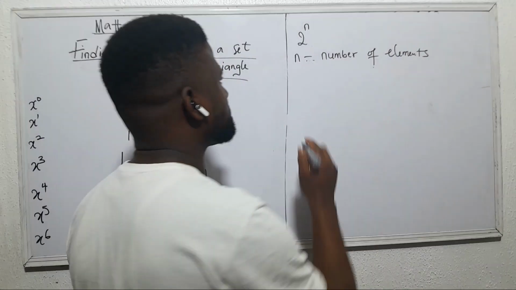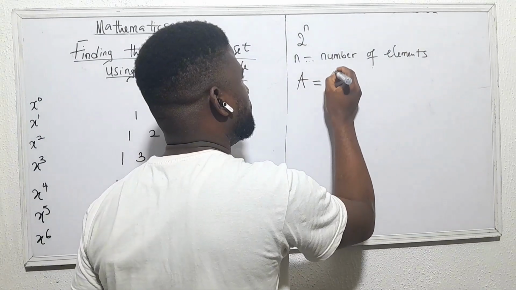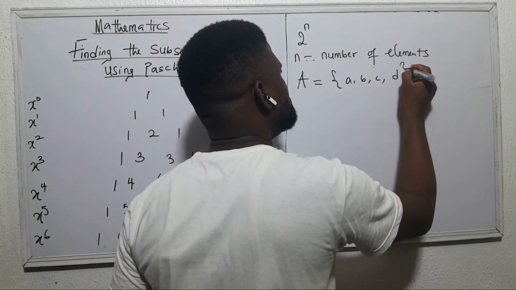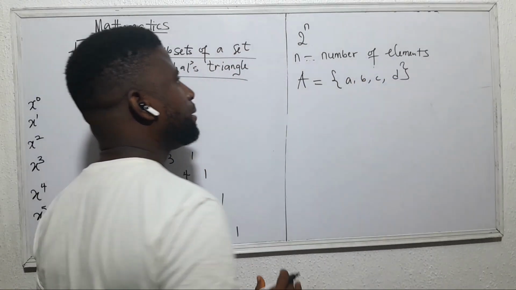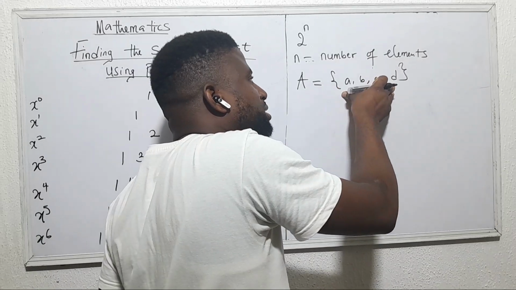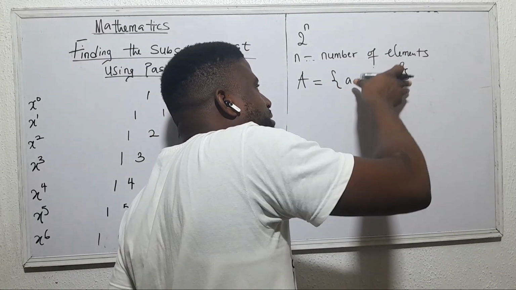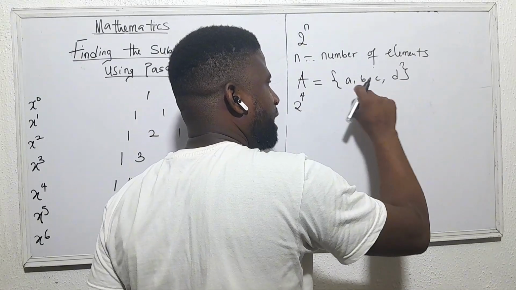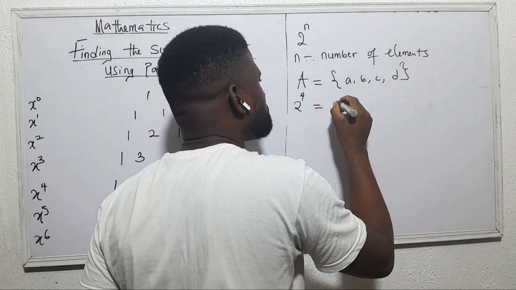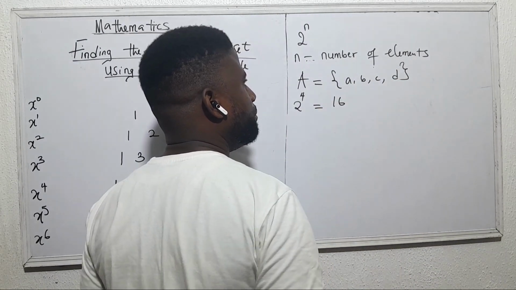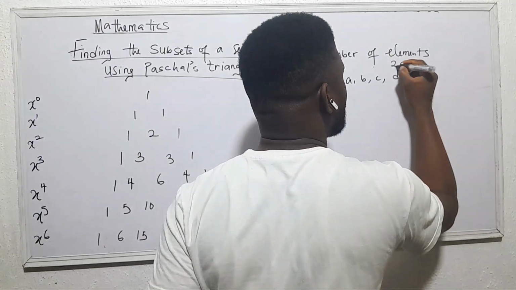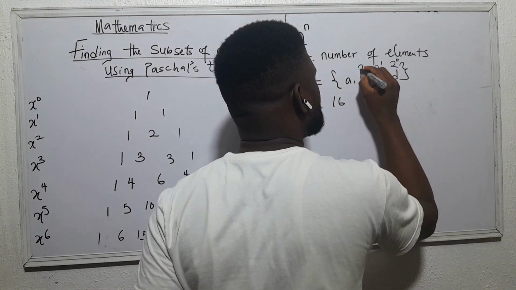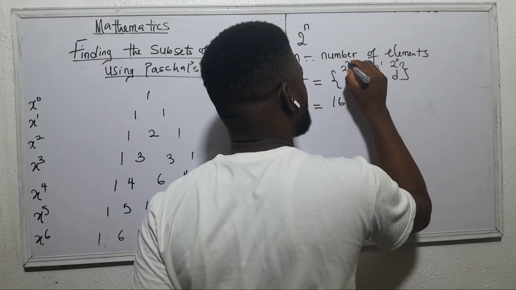So if I have a set with 4 elements, say A, B, C, and D, for example, right? The total number of subsets that can be found in this set is 2 raised to power 4, 4 being the number of elements in the set, which is equal to what? 16. Now, the same way, D, the last element, 2 raised to power 0, 2 raised to power 1, 2 raised to power 2, 2 raised to power 3.